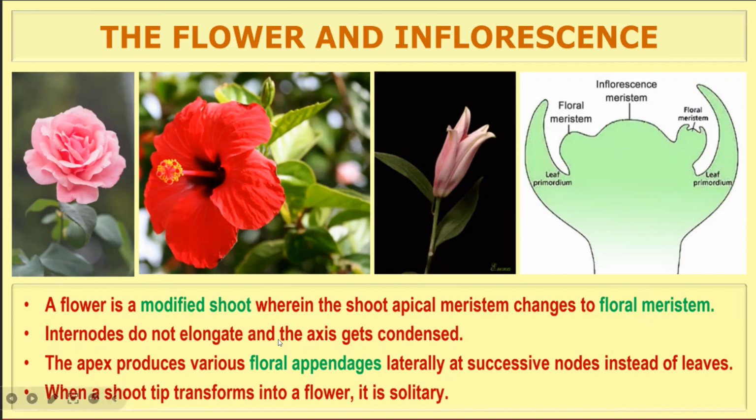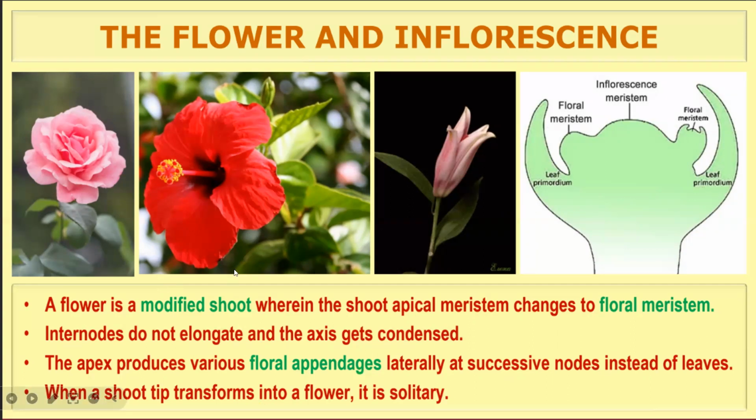Internodes do not elongate and the axis gets condensed. The apex produces various floral appendages laterally at successive nodes instead of leaves. So instead of producing leaves at the nodes, there will be small nodes which are very close to each other. It will produce various floral appendages like calyx, corolla, androecium, gynoecium. It will not give leaf.